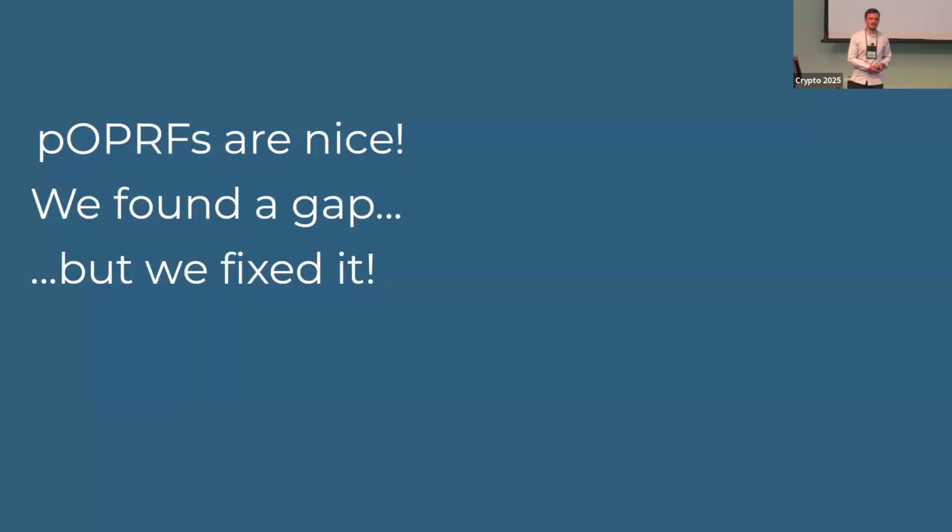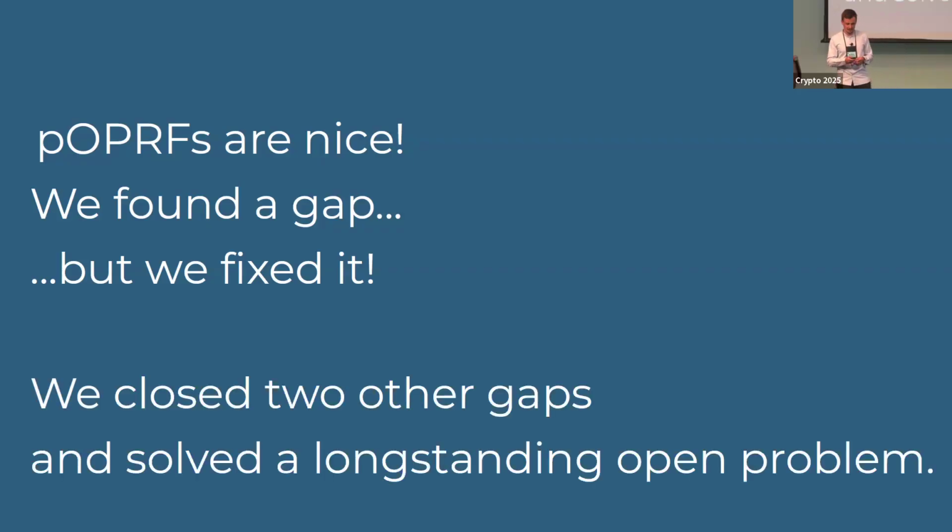So coming back, you have learned that partially oblivious pseudorandom functions are a really, really nice primitive. I really hope I can convince you. And we actually found a gap in previous work, but we fixed it.